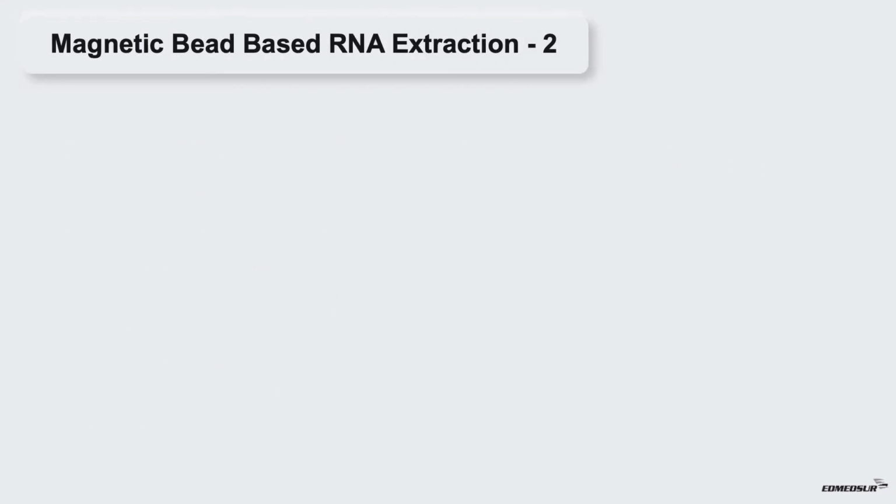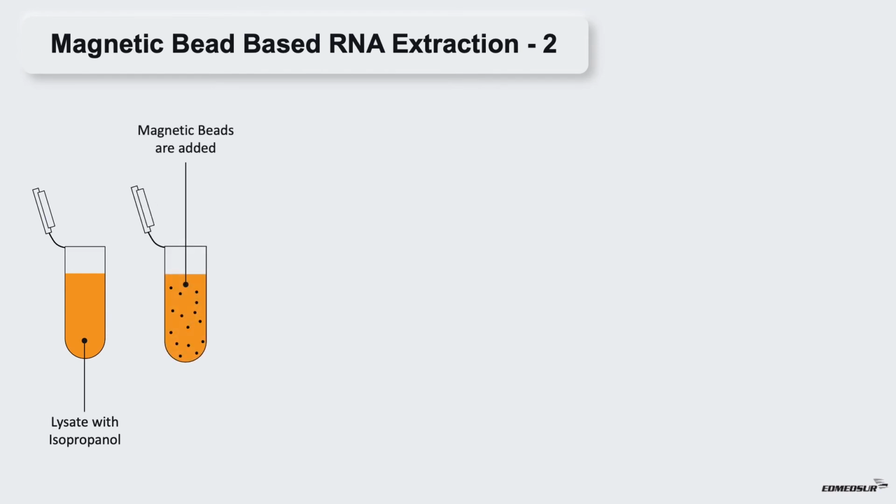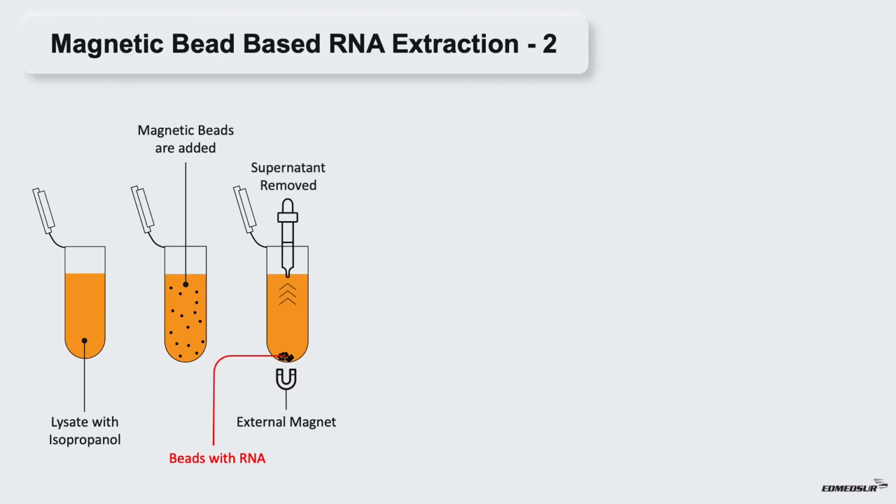Magnetic bead-based RNA extraction Part 2. Here the individual steps, which may vary between different kits, are discussed in greater detail. Lysis is achieved by adding lysis buffer. Then isopropanol is added to the lysed sample, which facilitates RNA binding to the magnetic beads. Magnetic beads are then added to the tube, which selectively bind to the RNA. Next, an external magnet is used to immobilize the magnetic beads with their attached RNA. The supernatant is removed and discarded without disturbing the beads.